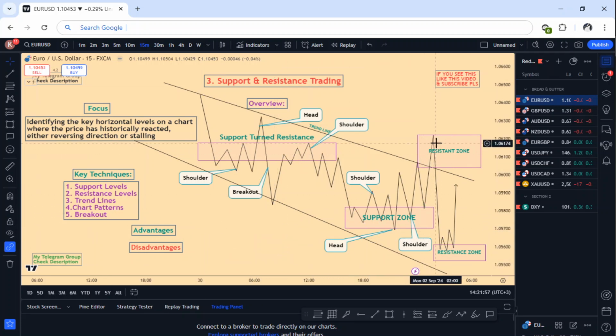Then there's another breakout here, so we are expecting this to resist price and bring it down. There's another support somewhere here. I wrote resistance, it should be support, because the market moved downward, met support, and then moved upward, met resistance.